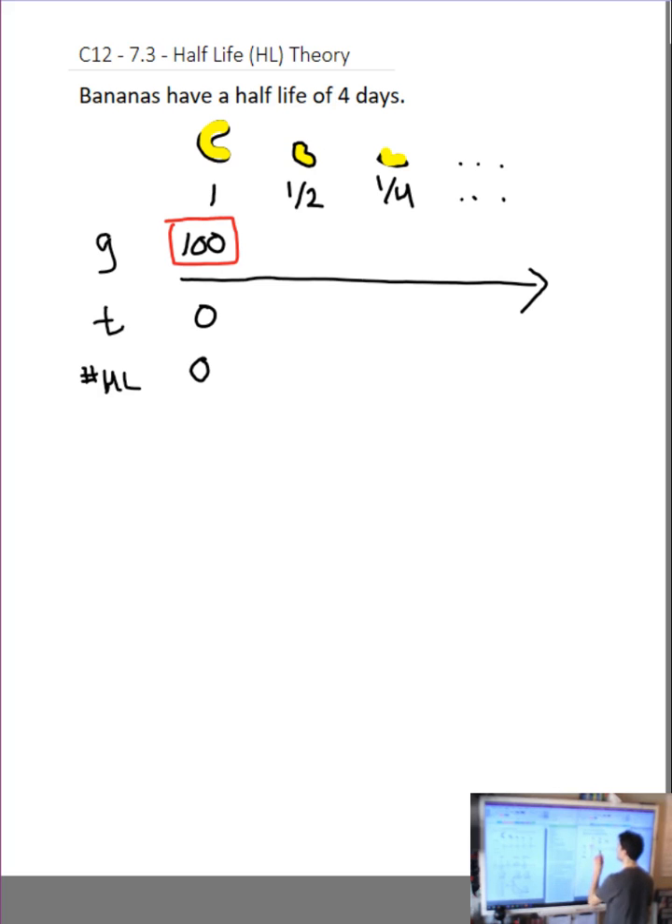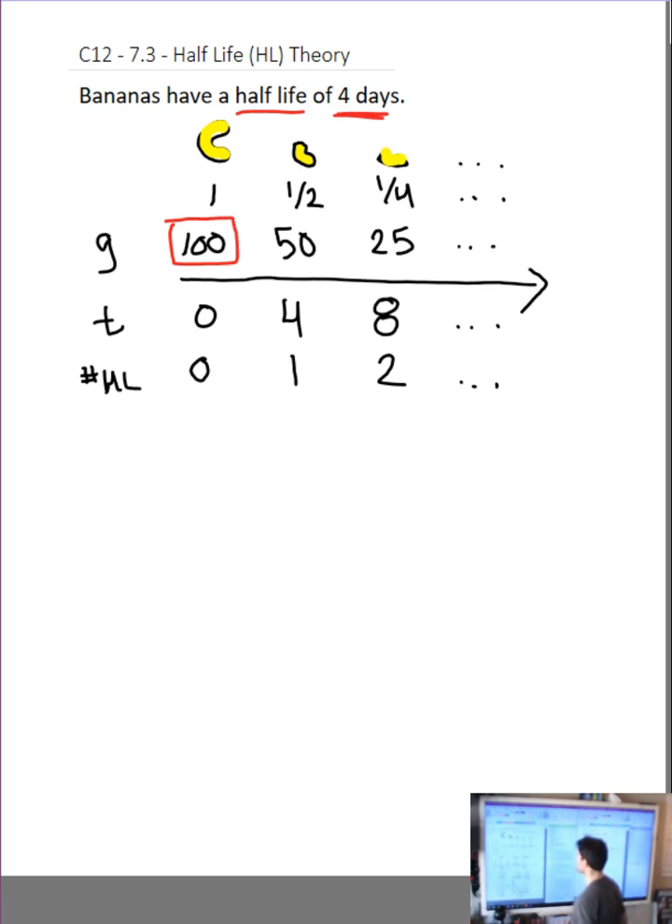Now after 1 half-life, this happens every 4 days, so that will be 4. And if I have a half of what I started with, I will have 50 grams. Then I will have 25 grams. That will be my second half-life, and that will be 8 days. All of these patterns continue on forever.